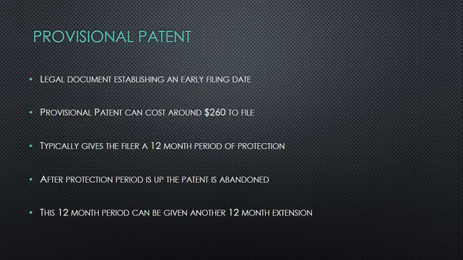Now, as far as a provisional is concerned, this 12-month period can be given another 12-month extension. You actually can do this up to 3 times. So essentially, you can have almost a 3-year period of provisional patent process before you'd have to go down the full patent structure. And at that time, you might not even decide you want to do that.